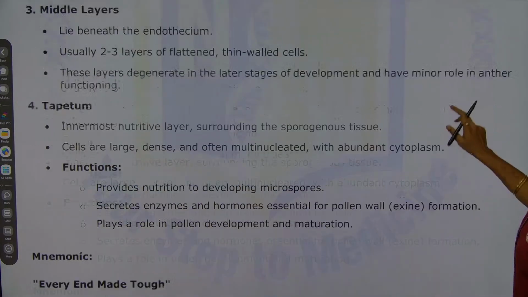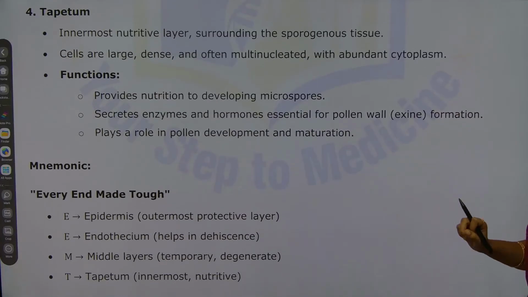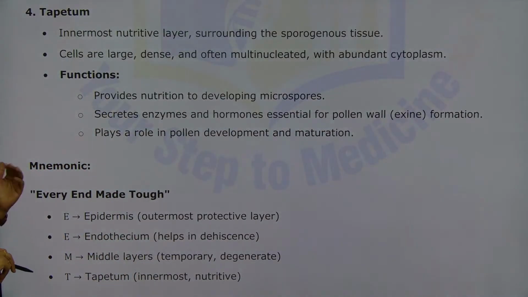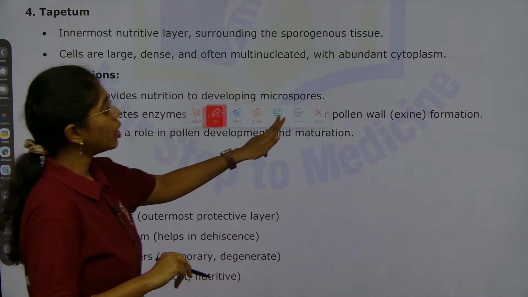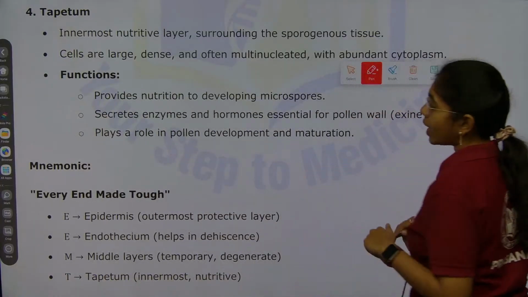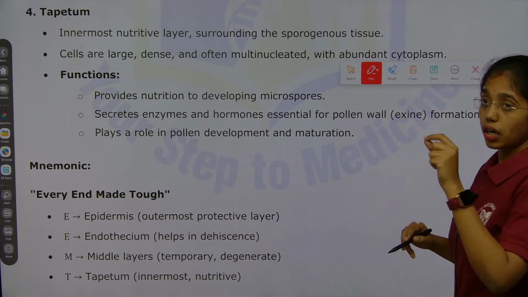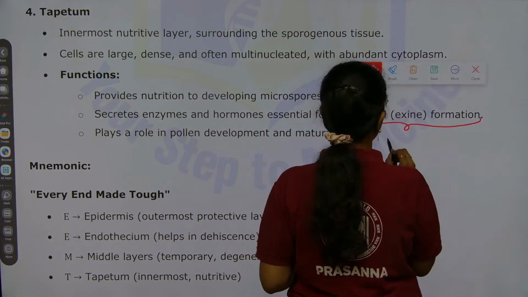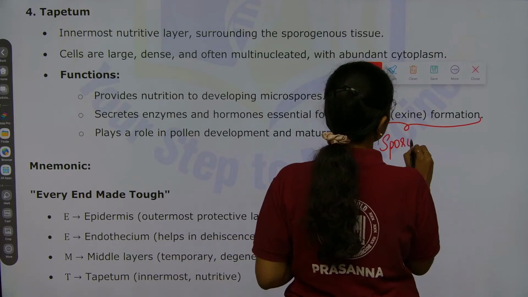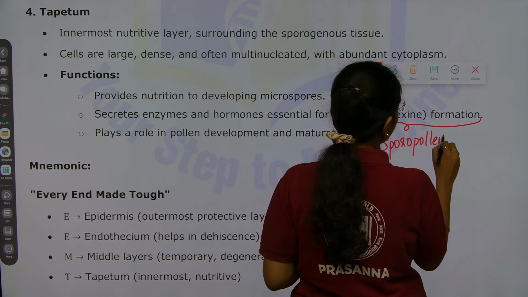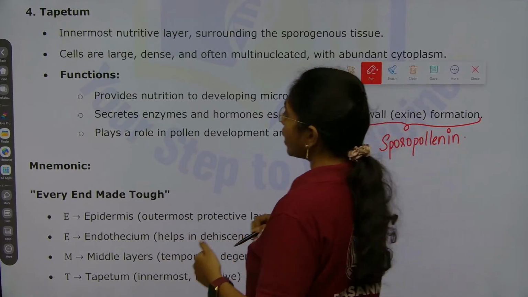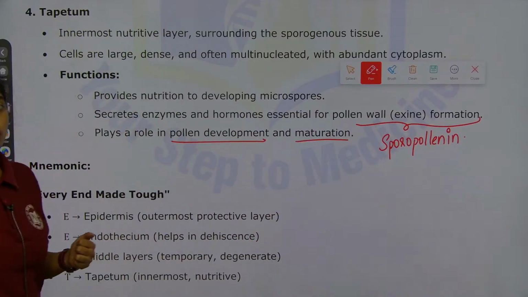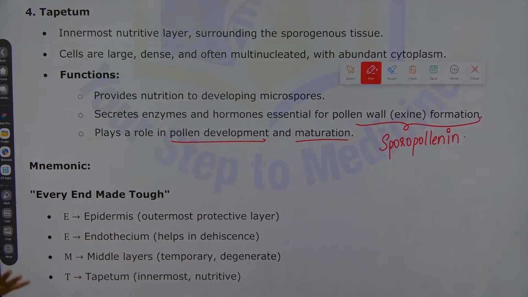What are the major functions of the tapetum over here? They will provide nutrition and nourishment to the microspores. They will secrete enzymes and hormones essential for pollen exine wall. Exine wall formation means the tapetum itself is producing sporopollenin. Tapetum is helpful in the formation of sporopollenin. They will play a major role in pollen development as well as maturation.